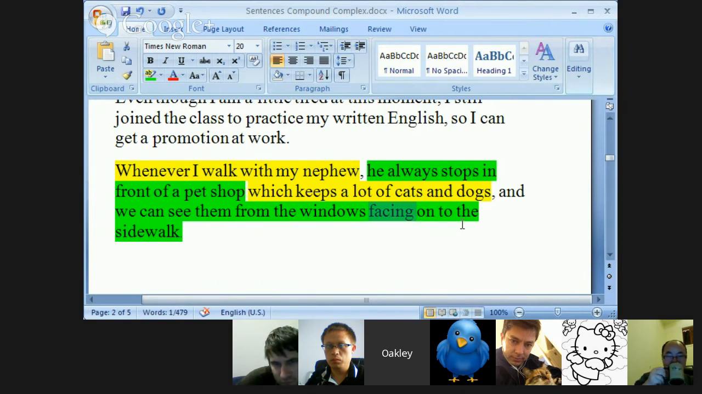The window's facing onto the sidewalk. First, I thought "so facing," or "which face," but I remember. Right, exactly. Thank you. That was easy. Thought I was going to struggle to get that. Yes, Heidi, you're absolutely correct.